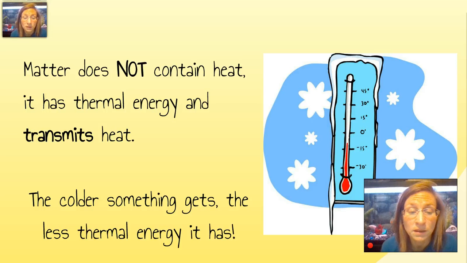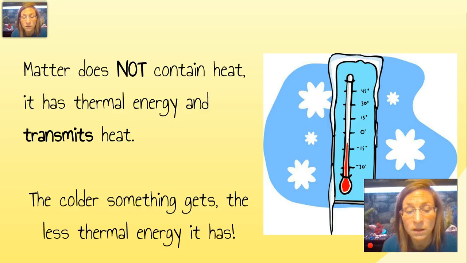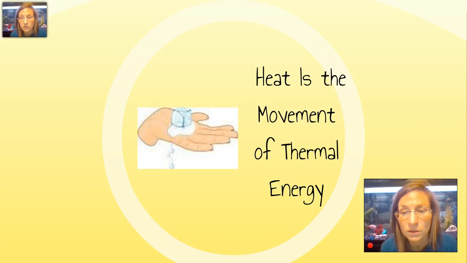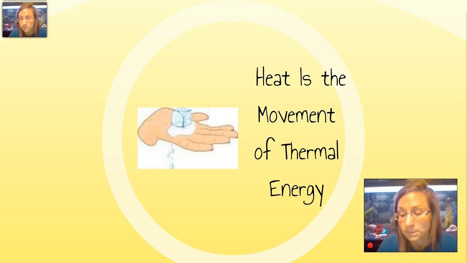So the colder something gets, the less thermal energy it has. The warmer something gets, the more thermal energy it has. So remember that heat is the movement of thermal energy. Things don't have heat. And a classic example is you just holding an ice cube. Your hand's coming in direct contact with that ice cube, so the heat from your hand is traveling to the cube and therefore melting the cube due to the properties of water.